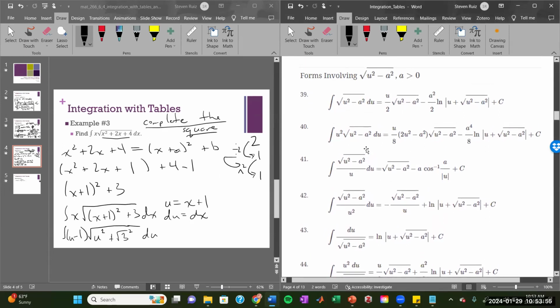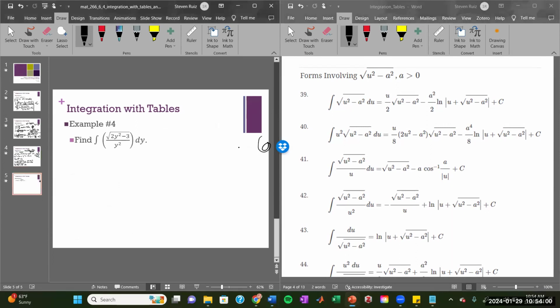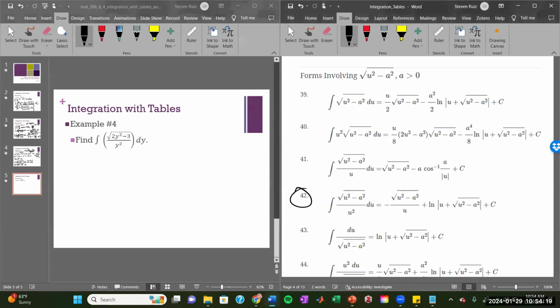So now that you're looking at the same page I am, is this the page I want to be on? Maybe go back to the function I actually care about. You think 42? What about 42 speaks to you? Okay, so I have the variable squared in the bottom. So now 42 is a good one to try. Let's start defining things. What are U and A? U is 2y. I think not. Be careful about U.